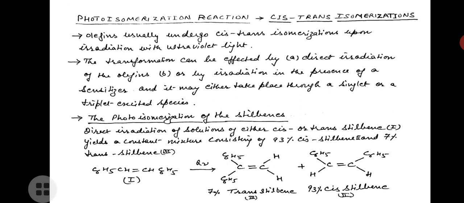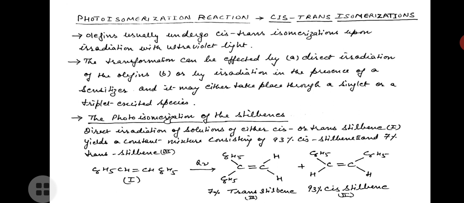Olefins usually undergo cis-trans isomerization upon irradiation with ultraviolet light. Conversion of cis-alkene to trans-alkene or vice versa cannot be done by thermal activation. It has to be done by photochemical activation.